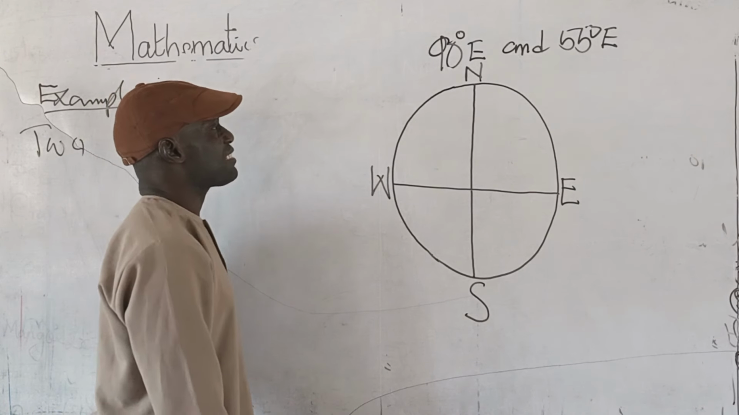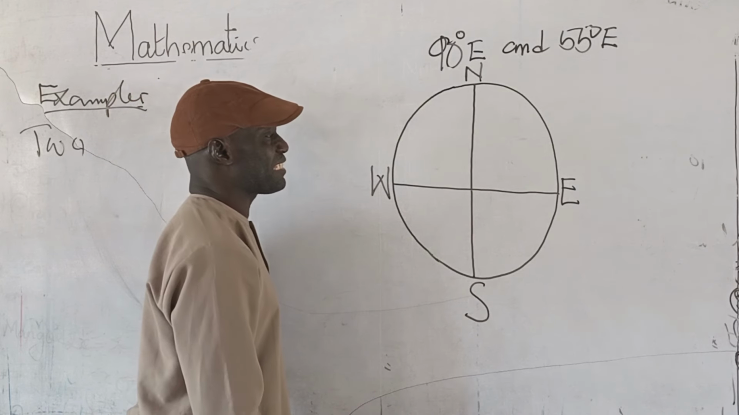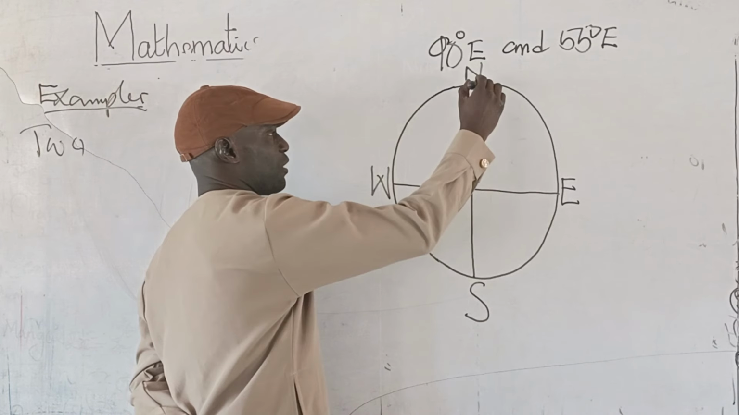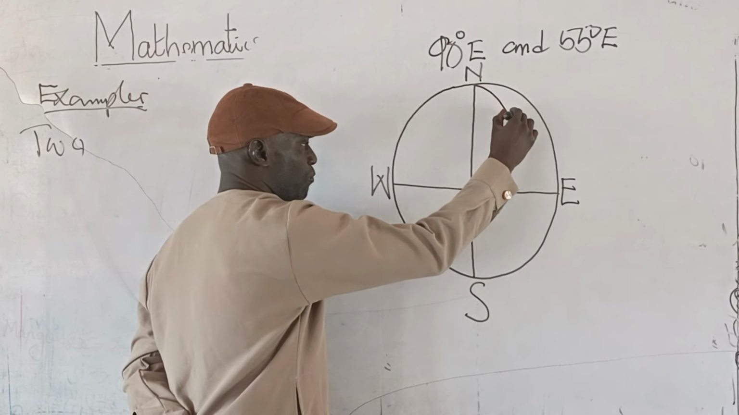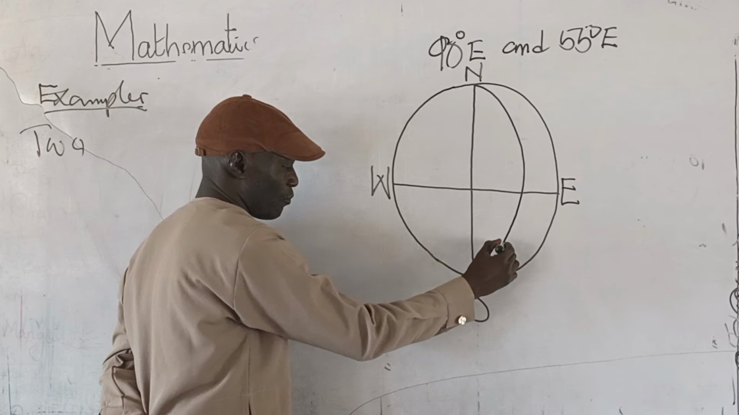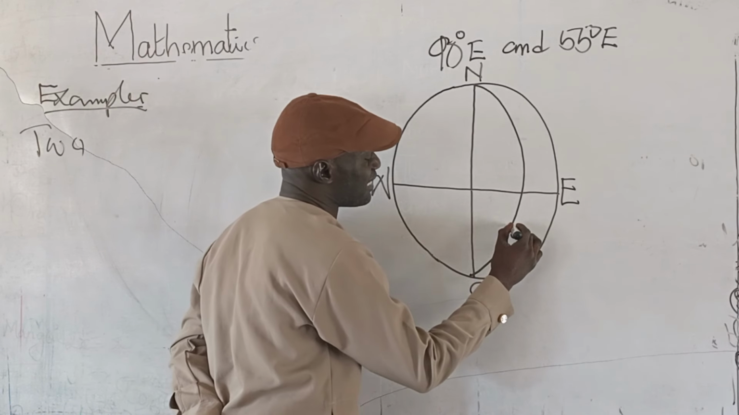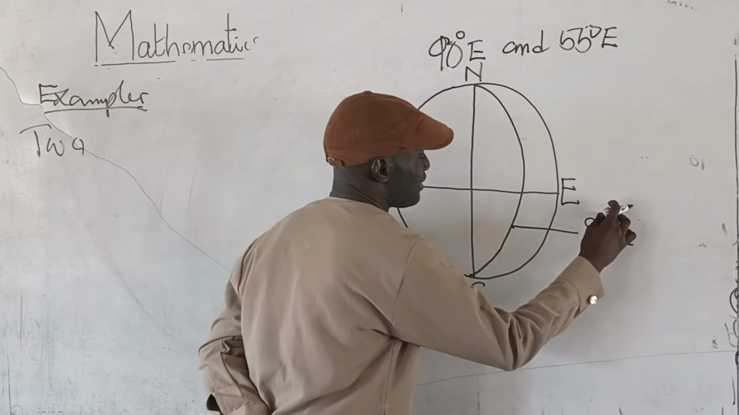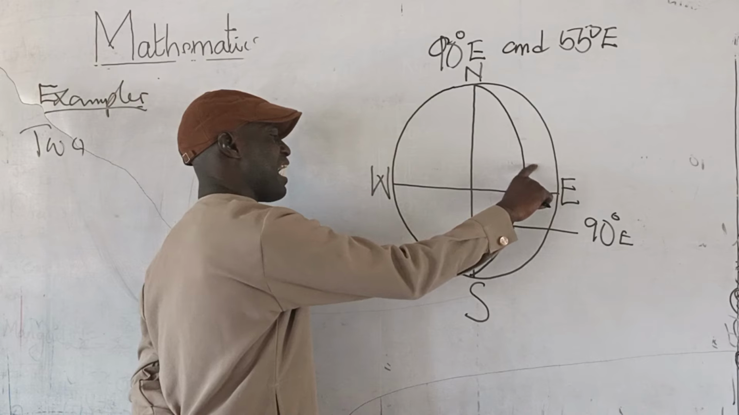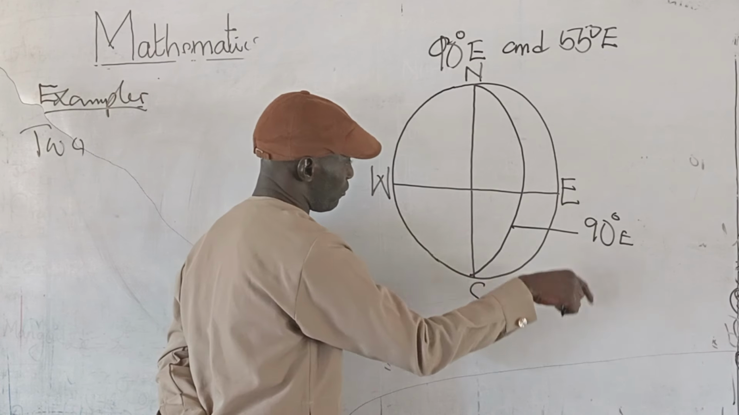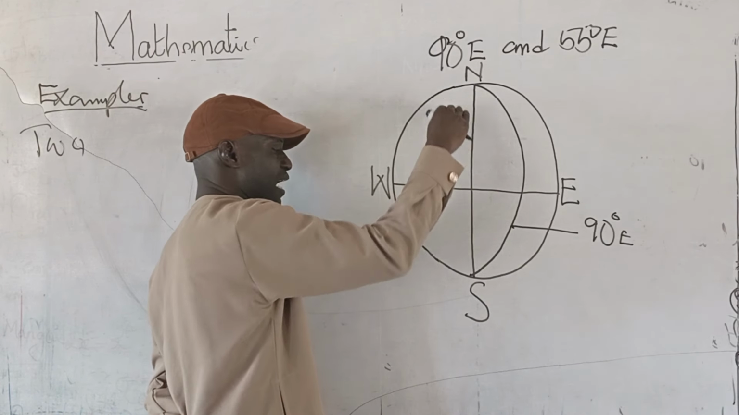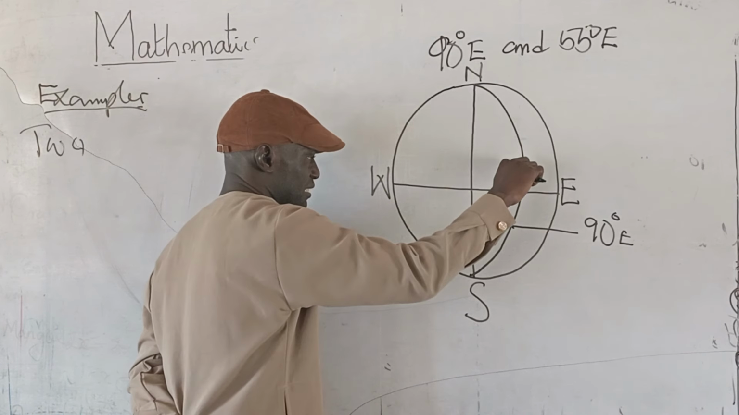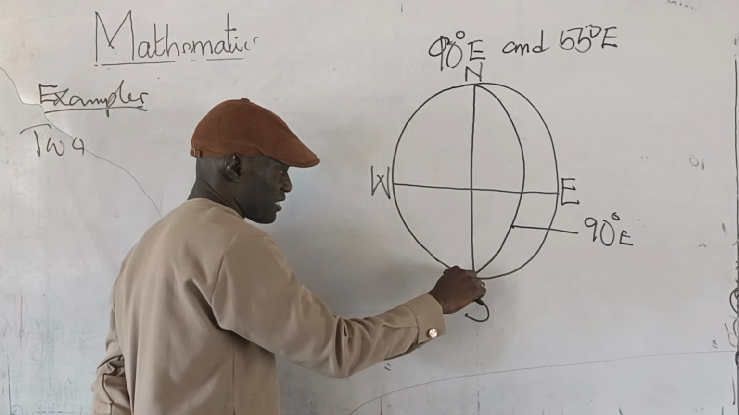The first location says 90 degrees east. Which side is east? You can see on my right hand side is the east. So we move it down. We sketch it out, which is 90 degrees, and when we have sketched it, we label it 90 degrees east. Don't forget I said east and west are longitude. North and south are latitude. That means it's coming down like this.